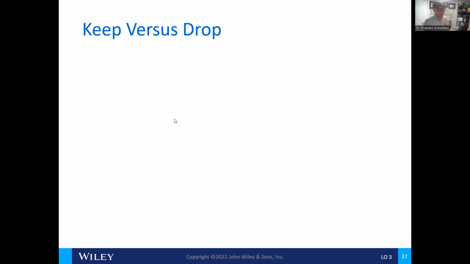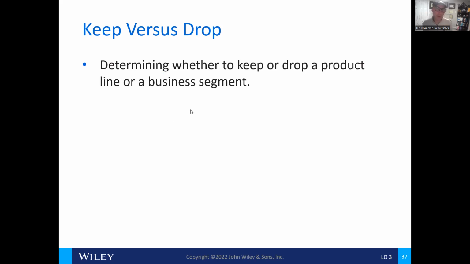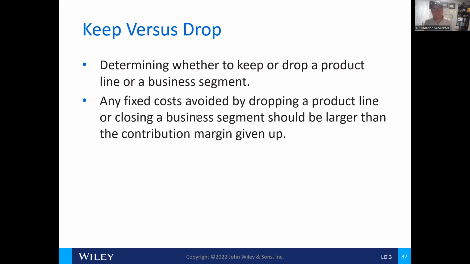Let's take a look at the keep versus drop decision. This is where we keep or drop a product or a business segment. Fixed costs, of course, are avoided by dropping a product line or closing a business segment that will be larger than the contribution margin given up.